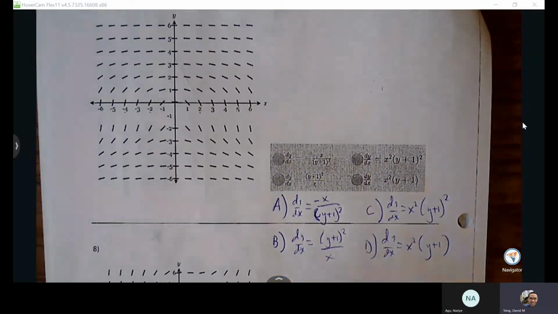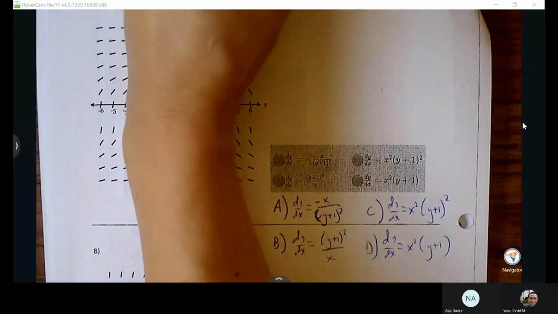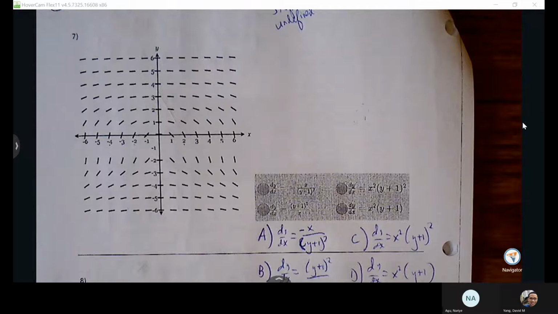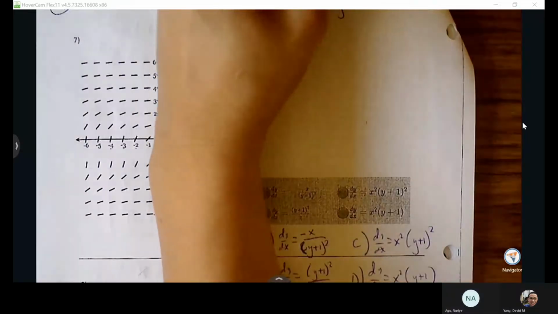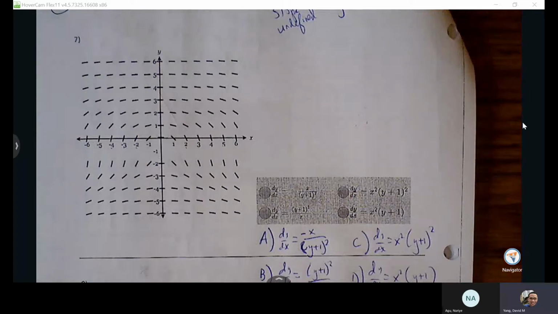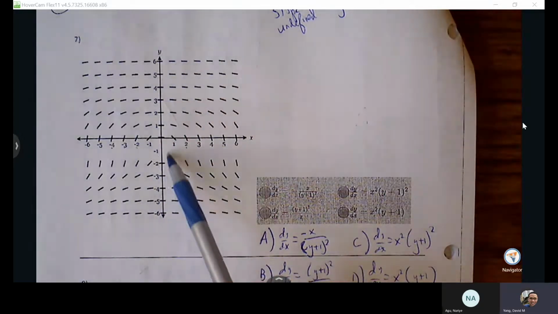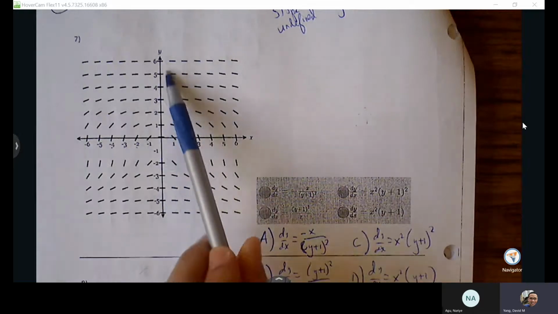All right, slope undefined. Do you see any place where the slope is undefined? Y equals -1. Mm-hmm. All right. Do you see any slope zeros? Maybe, right? Maybe x equals 0, but we don't know if there's tick marks or whether they are from the slope field.